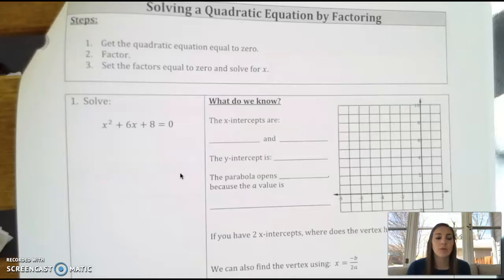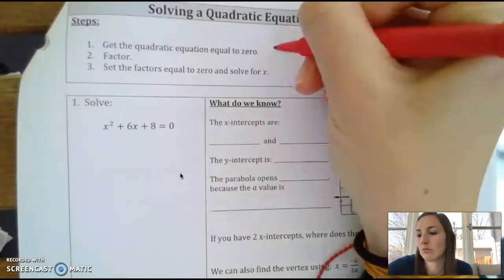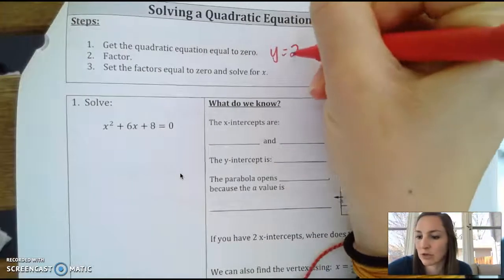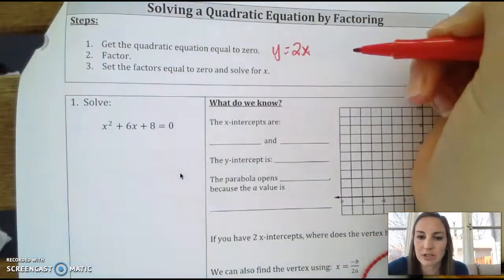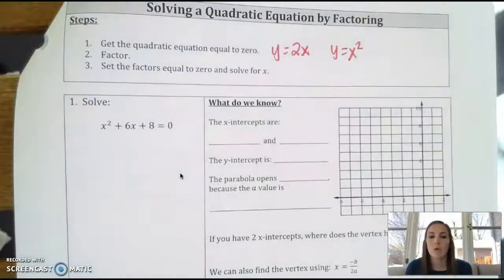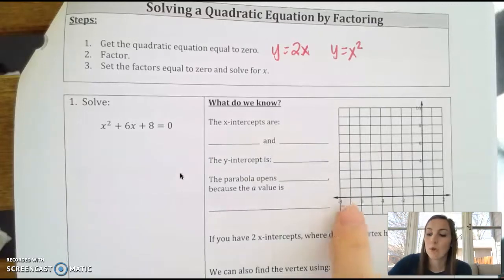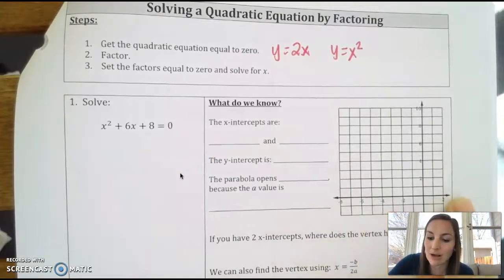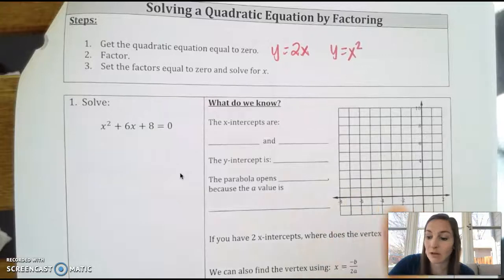When we're doing this, we're going to start by setting our quadratic equation equal to 0. Usually our equations are something like y equals, let's say, 2x. We always set our equations equal to y. It could be something like y equals x squared. So we're trying to figure out, okay, what is our x-intercept? Any place that we cross the x-axis, our y value is 0.